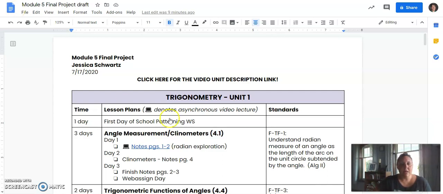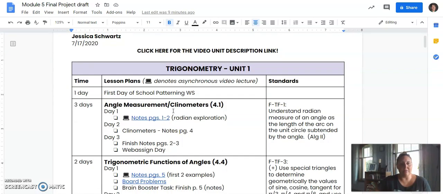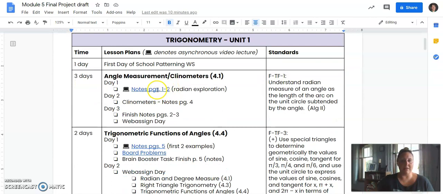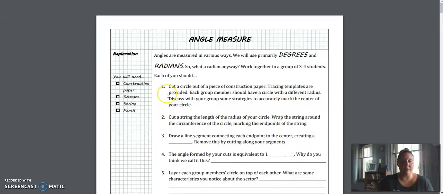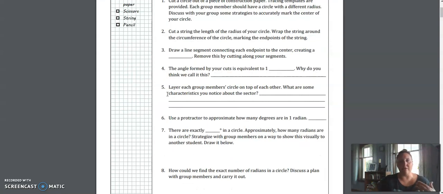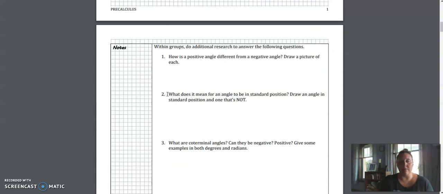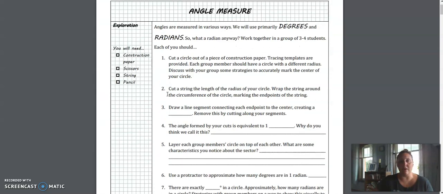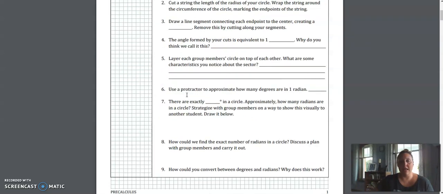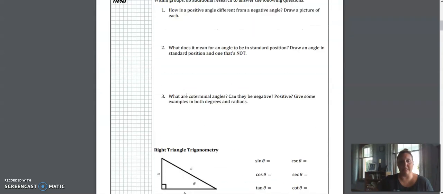So I think I'm just going to take some time now and get into the unit itself. Anywhere you see a little computer icon right here, that would denote that there's some sort of video lecture that I created to go with that. And anywhere you see notes pages so-and-so, that refers to this notes packet, and I will attach that for you to be looking through also. I created this notes packet that is basically all of the information about the unit and the concepts for the students all together in one place. You'll notice that some of these things are a little bit more exploratory and collaborative in nature, and then some of them have some lecture pieces to them.